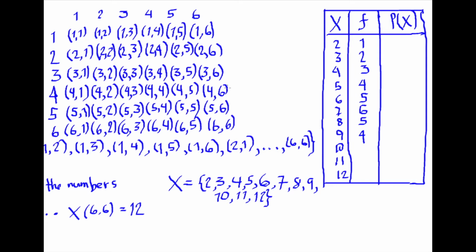For 10, 6 plus 4, 5 and 5, and 4 plus 6. There are 3 of them. For 11, 6 and 5, and 5 plus 6. There are 2 of them. And for 12, there's only 6 and 6. There's only 1 of them.